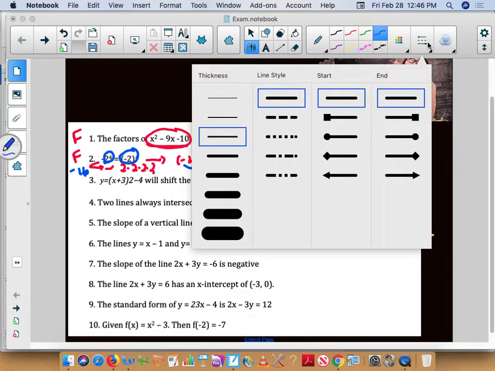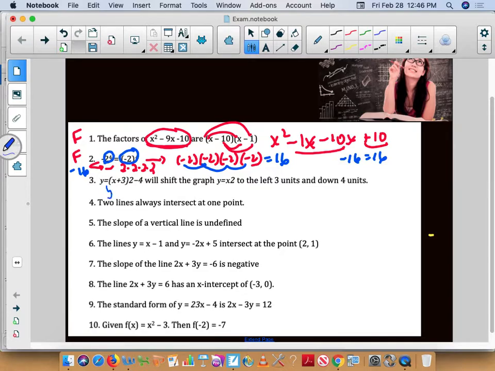Get a thinner pen. All right, so this is y equals (x plus 3) squared minus 4, and it's talking about shifting the graph of y equals x squared. So let me pause and make sure everybody knows what I'm talking about. On your document, you actually see the squared up in the air as an exponent. So let's just forget this, okay? And everybody look at this.